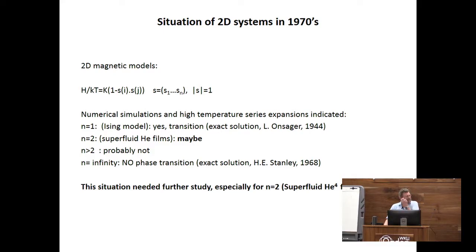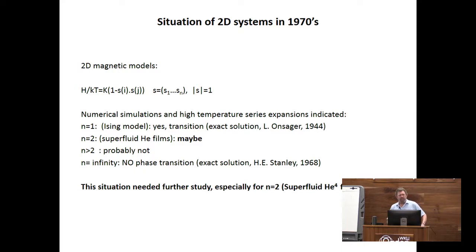Now, this set of magnetic systems had a problem, because in the early 70s, what was known about these systems was, first of all, for n equals 1, the Ising model, that was solved by Lars Onsager. So that had a phase transition, yes. Then, if you take the 2-component spin model, that means the spin can point anywhere around a circle. This model can also describe the statistical mechanics of a helium film in two dimensions.